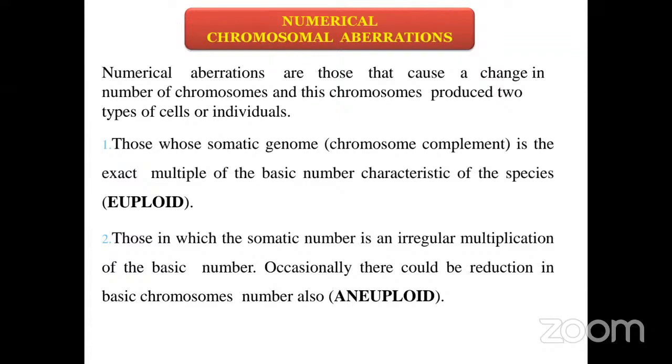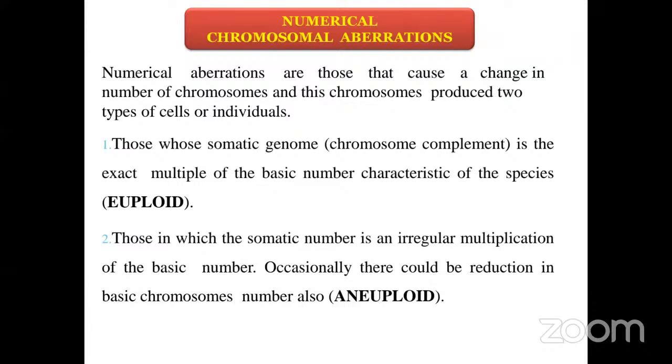It is classified into two types, euploid and aneuploid. Euploid means those whose somatic genome is an exact multiple of the basic number of chromosomes of the species. We have seen the polyploids, like 1x, 2x, autopolyploid, triploid, tetraploid, pentaploid, hexaploid, heptaploid, octaploid. This means the entire set of the genome is duplicated. We call that situation euploid.